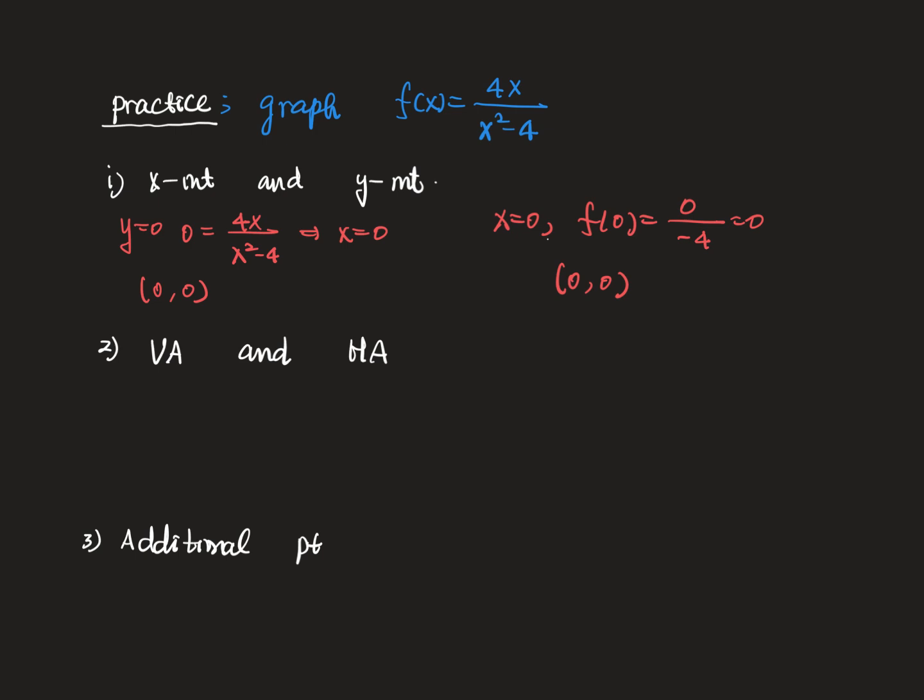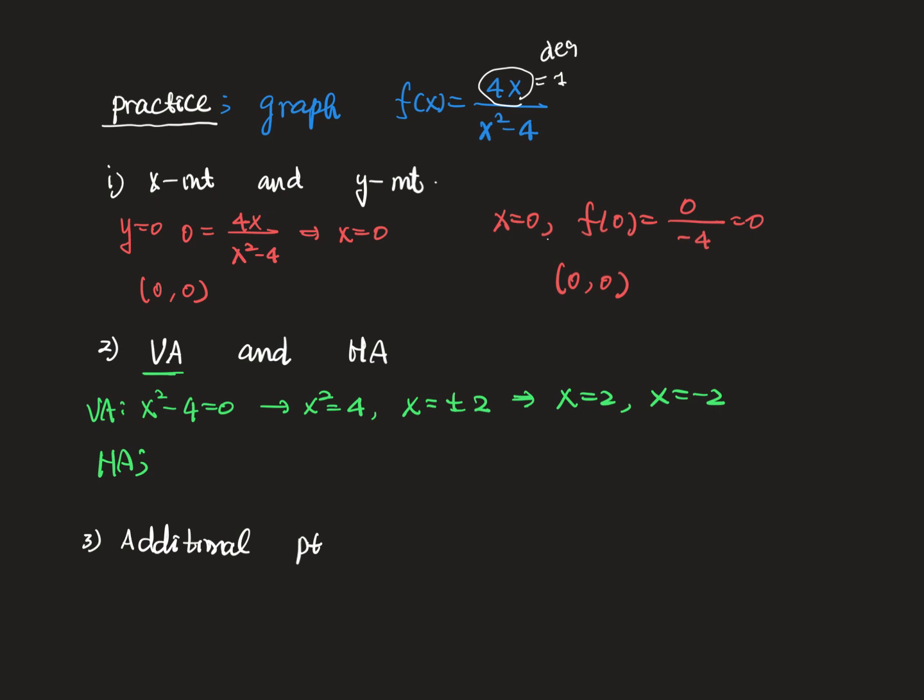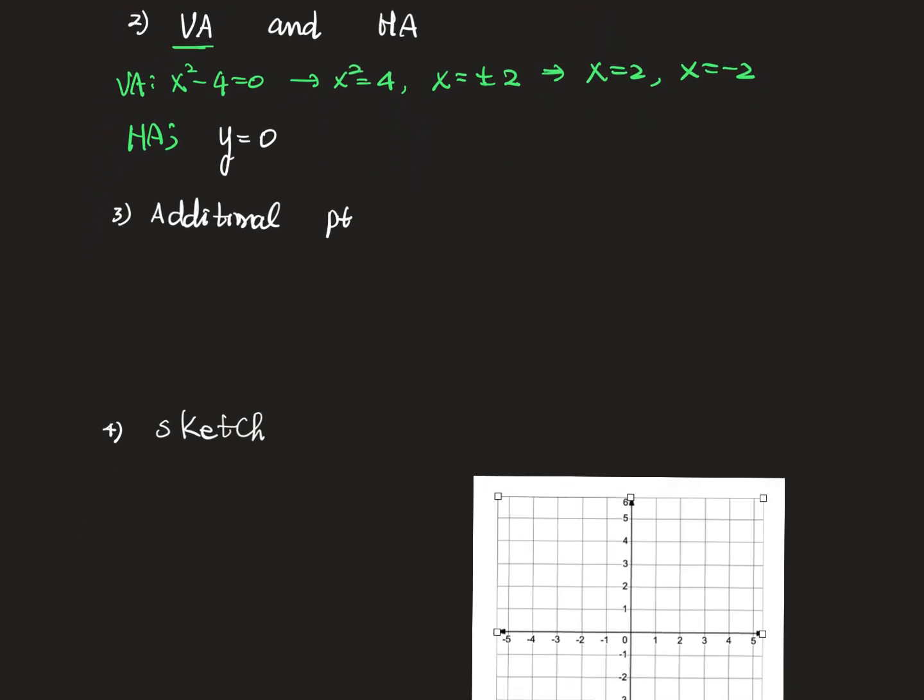Let's do the vertical asymptote. How can you find it? Set the denominator equal to 0, right? x squared minus 4 equals 0, so x squared equals 4. Be very careful, x is positive or negative 2. So you have two vertical asymptotes: x equals 2 and x equals negative 2. How about the horizontal asymptote? Check the degree. The numerator's degree is 1, the denominator's degree is 2. Which one is bigger, guys? The denominator is bigger, so y equals 0 is the horizontal asymptote.